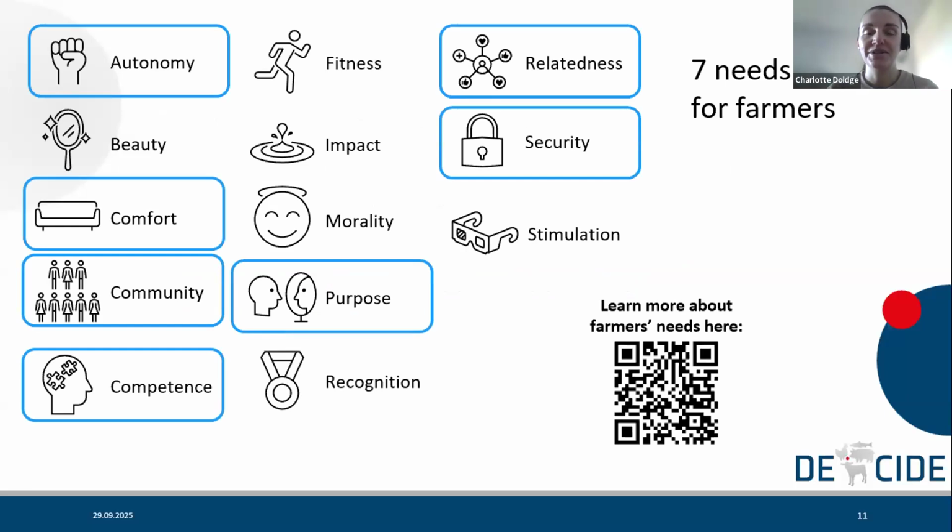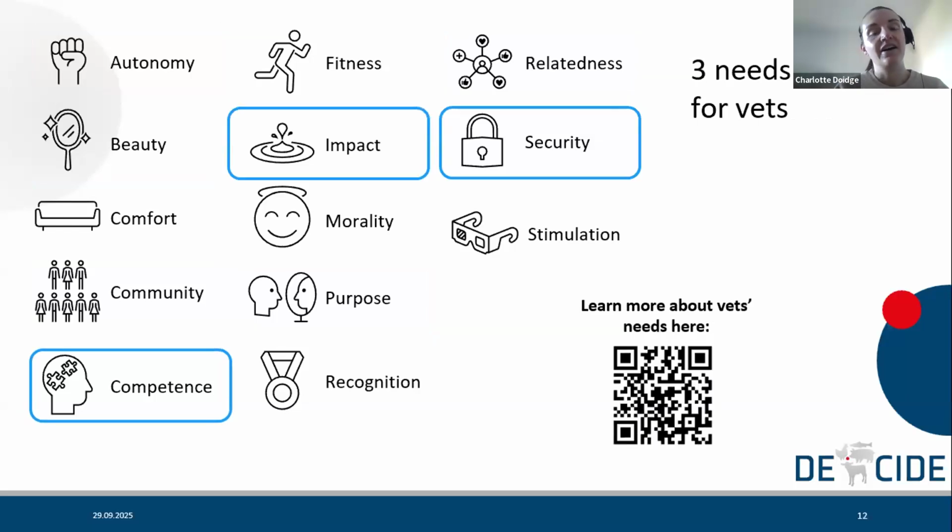I'm not going to go through every single need here for the purpose of time, but if you did want to learn more, then we have the published paper in Journal of Dairy Science that you can look at for more information. Similarly, we identified 3 different needs for the vets as well. And one of these was different to the farmers, and that was that vets also wanted impact. This was because they wanted to influence the way that farmers were using these technologies and tools on their farms, and also just influence animal health and welfare overall.